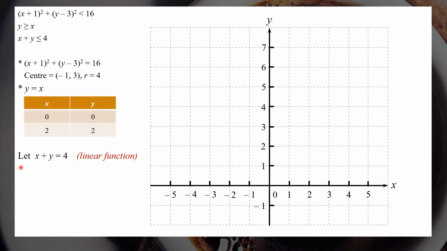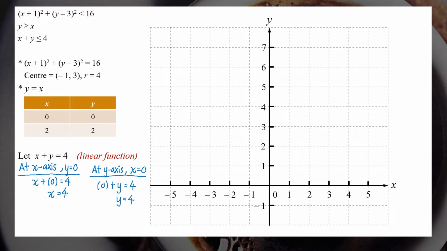Next, let's look at the third equation, x plus y is equals to 4. So this is a linear function or linear equation. So we can try to find the x-intercept and y-intercept. So at x-axis, y is equals to 0. So from here, x plus y, y is 0, is equals to 4. So now x is equals to 4. So at y-axis, x is equals to 0. So substitute into this equation, 0 plus y is equals to 4. So y is equals to 4.